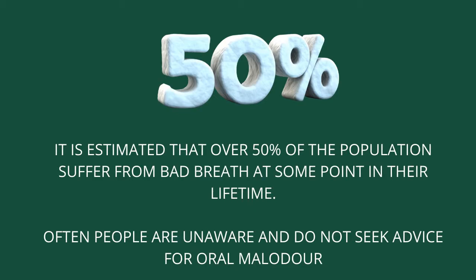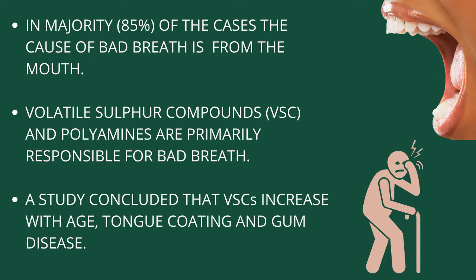Now, volatile sulfur compounds, also known as VSCs, are mainly responsible for bad breath. These are produced by bacterial activity. They're mainly produced by anaerobic bacteria, that is, bacteria that do not need oxygen for growth.